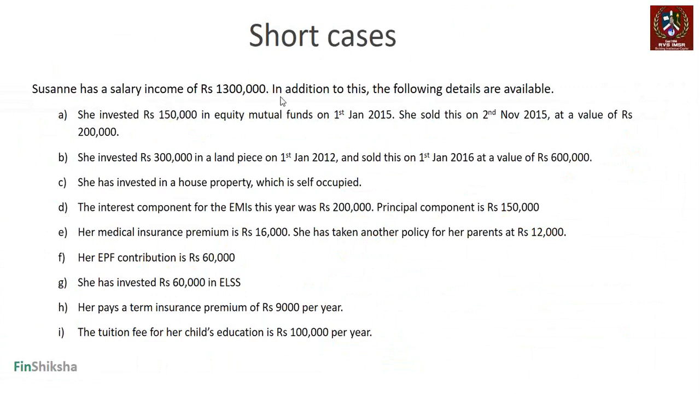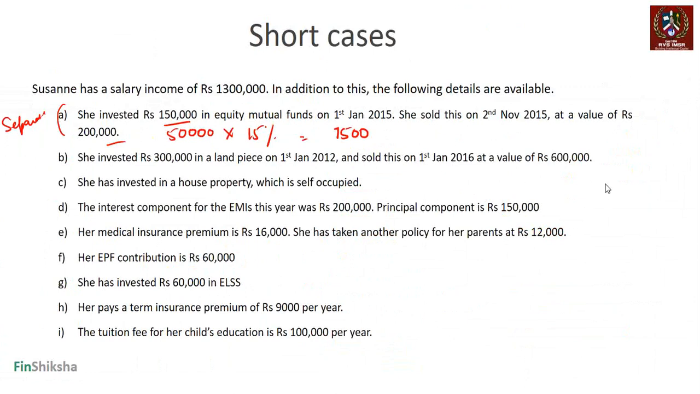Susanne has a salary income of 13 lakhs. In addition, following details are available. Invested 150 in mutual funds on 1st Jan, sold this on 2nd November at a value of 2 lakh, short-term capital gains, straight 15% tax, right? This doesn't get added to slab and all. So we will calculate this separately, right? How much is this? This is basically 50,000 into 15%. So that's going to be 7,500. We will add this separately.